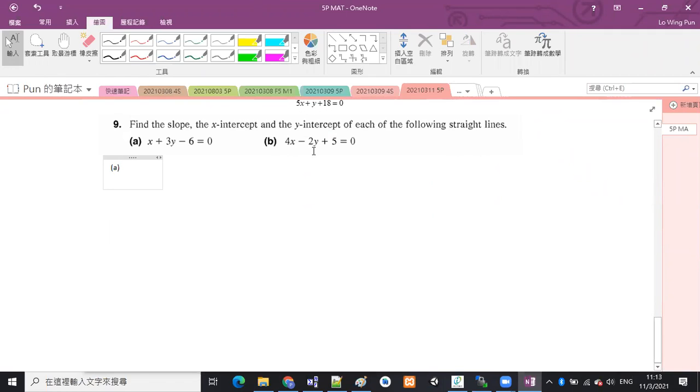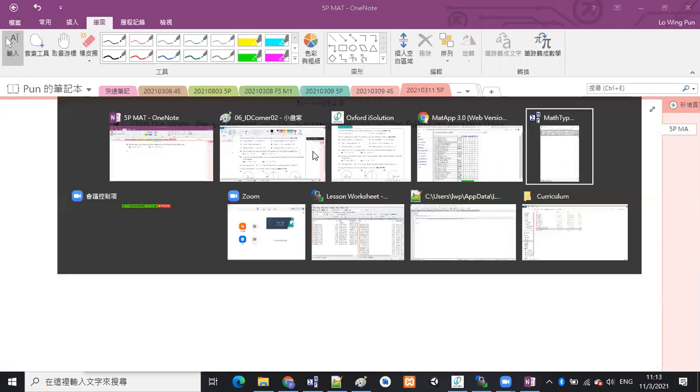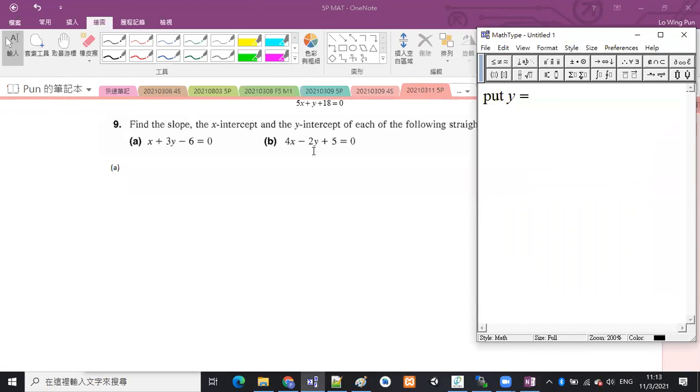Okay? To find the x-intercept, we need to put y equals 0 into the equation. So x plus 3 times 0 minus 6 is 0. That is x minus 6 equals 0. Very easy. x is equal to 6. Therefore, the x-intercept is 6.